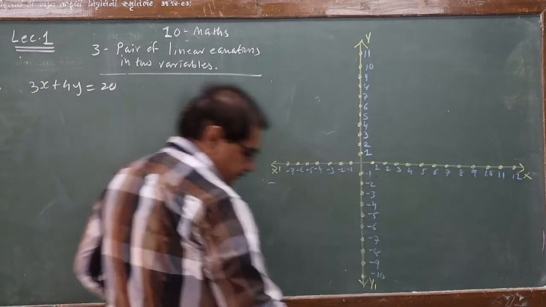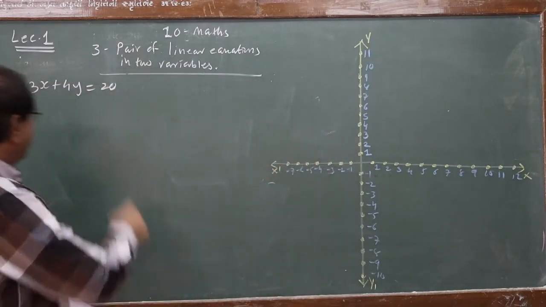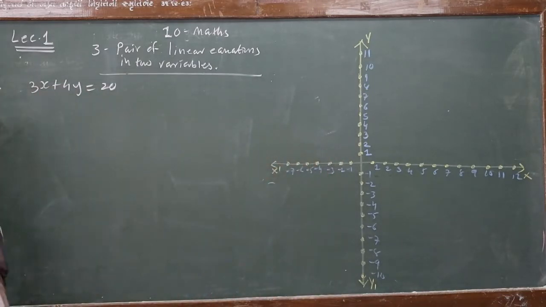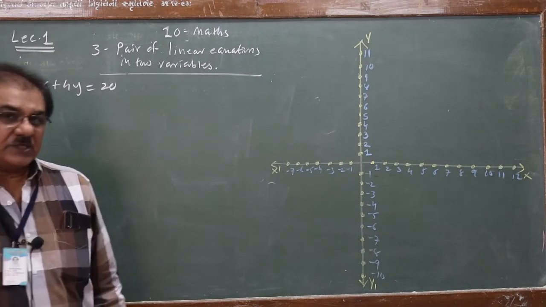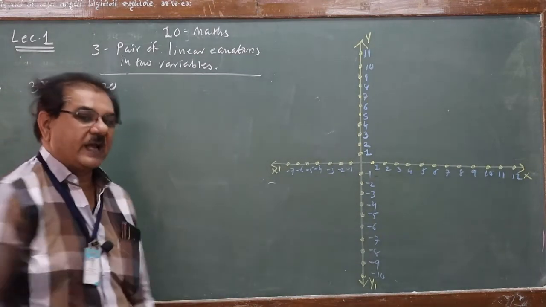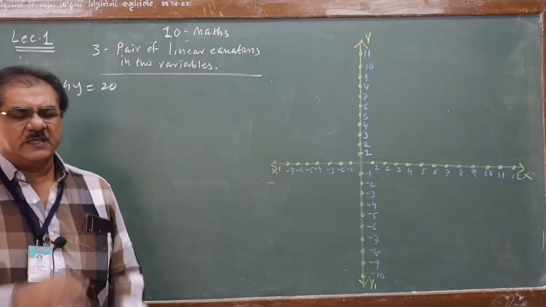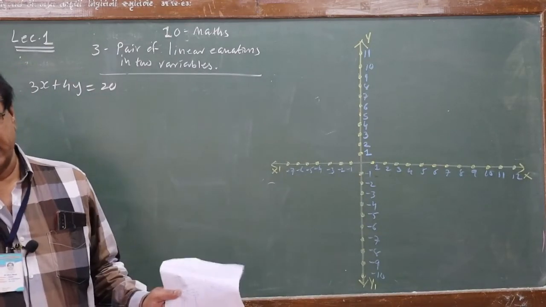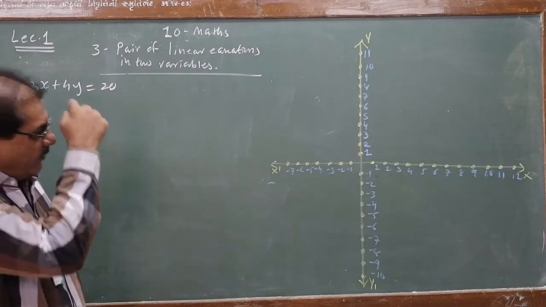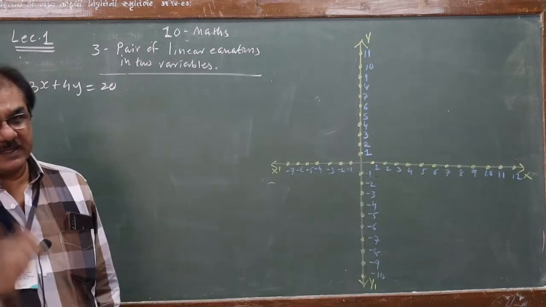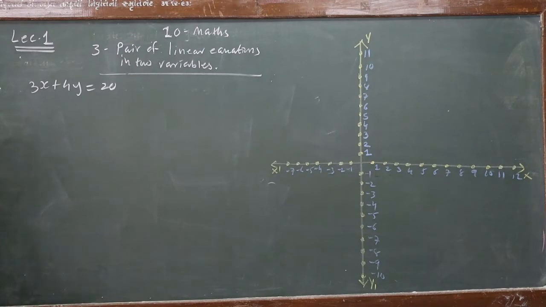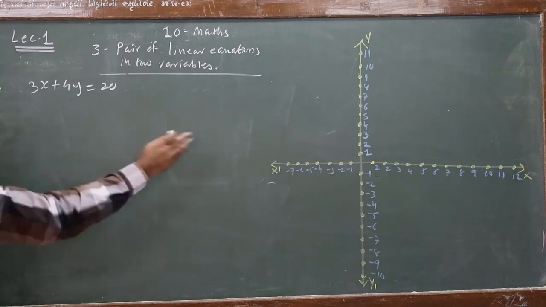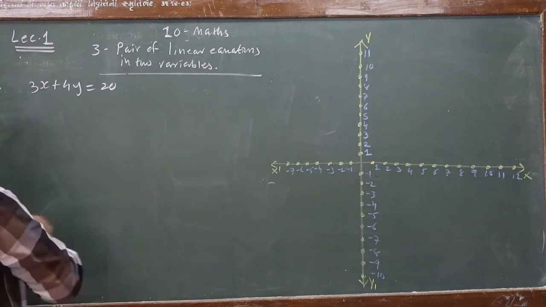Now I called it a linear equation. Linear means what? A line. It means the graph of this equation should be a line on the graph paper. And line means there are infinitely many points. That means every point on the line should be a solution of this equation. Okay? So how to find the number of solutions, that you have learned in standard 9?